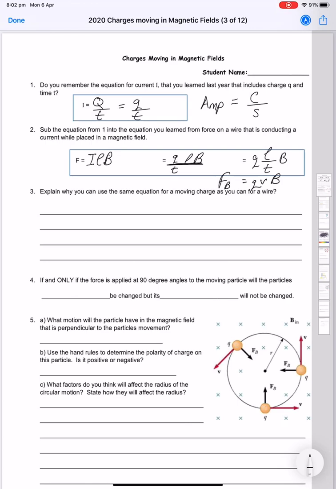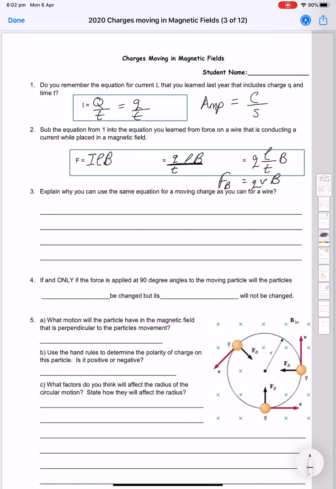So the next question, question 3, says, explain why you could use the same equation for a moving charge as you can for a wire. And the answer for that is that charged particles are moving through a wire. The only difference is that charges must remain inside the wire.